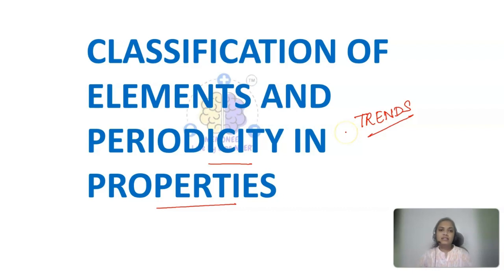So in the last lecture, we studied about the periodic table, how periodic table looks like, what are the electronic configurations of the elements. Then we studied the different blocks, that is S, P, D, F block, right? So today we will be talking about the classification. All right. So let us move ahead.